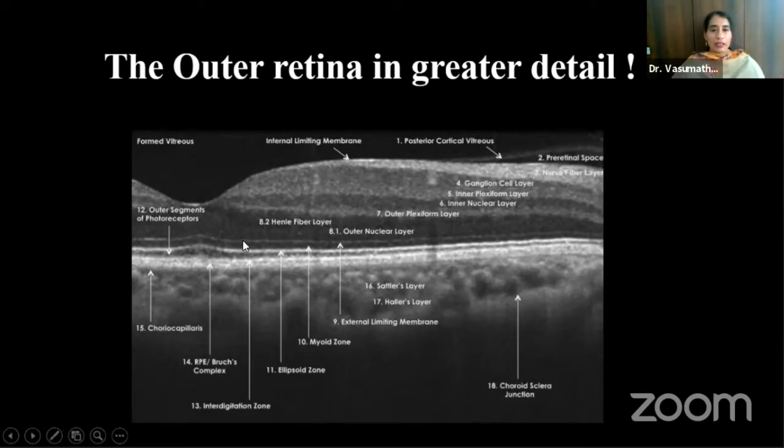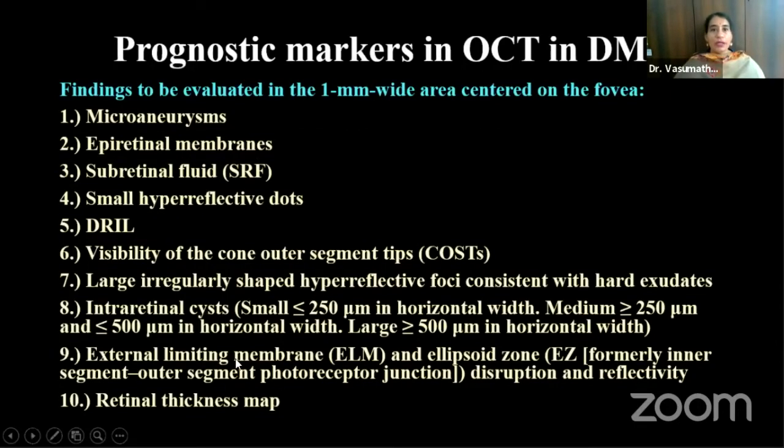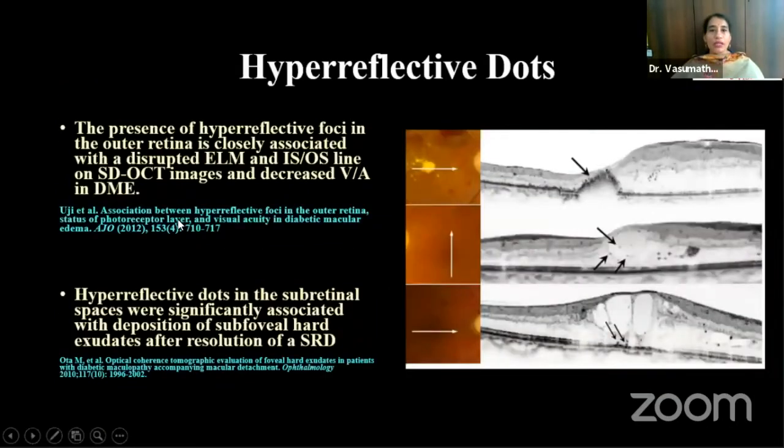So this external limiting membrane and ellipsoid zone's integrity are very important. And nowadays we have started looking at these areas in greater detail in diabetic macular edema. So these are all the different markers that we look at: the intraretinal cyst, the ELM integrity, the DRIL, hyperreflective dots. Now, let me just talk about hyperreflective dots, better seen on white on dark OCT angiograms.